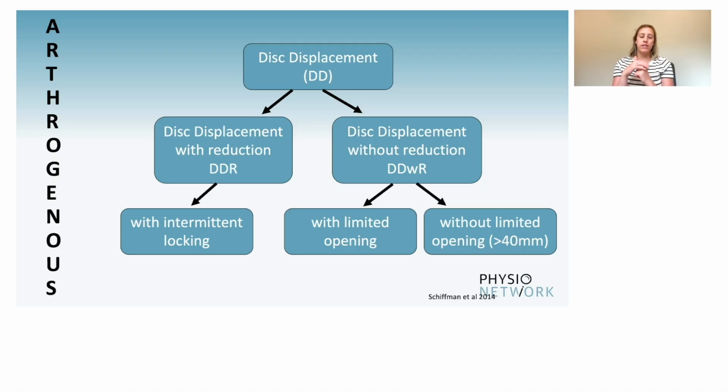So that is where the disc is sitting anteriorly to our condyle. We're opening our mouth and the disc doesn't reduce back onto our condyle head. So remember, with reduction, we open and the disc comes back on. Disc displacement without reduction, our disc sits anterior to our condyle, and that is usually going to limit the amount of opening we have because essentially the disc is in the way.